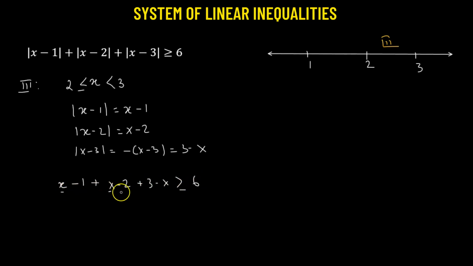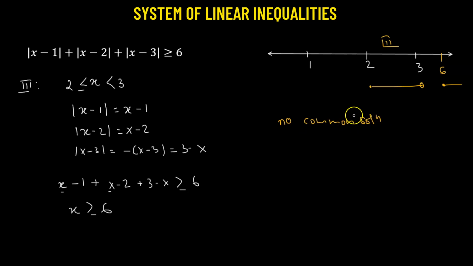So here we have x plus x, which is 2x, and 2x minus x will be positive x. And we have -1, -2, so that's -3. So that simply gives us x greater than or equal to 6. Now we'll have to consider our value x equals 6 on the number line. So we're getting a solution that x is greater than or equal to 6, whereas we have taken the condition that x lies between 2 and 3. Now clearly there is no overlap of the two regions. So here also we say that there is no common solution in region number 3 as well.